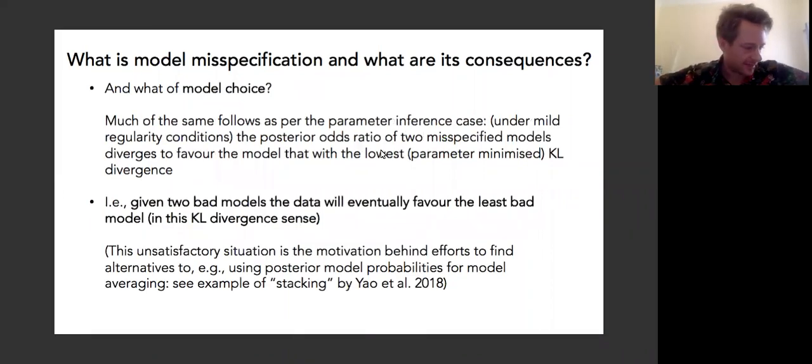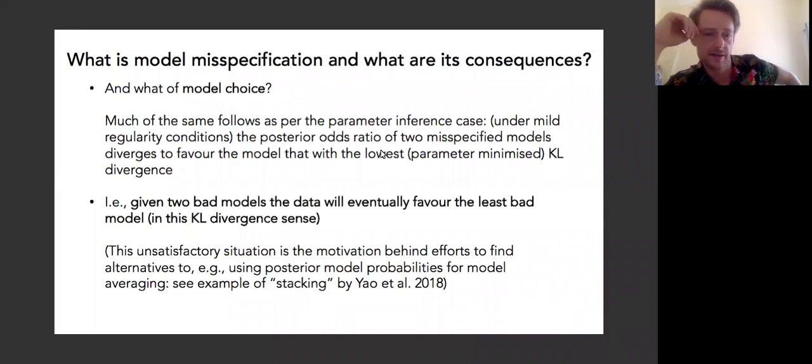Then finally, the last point on this somewhat theoretical discussion is what happens with model choice under misspecification. Broadly speaking, it's exactly the same as for parameter inference, which is that the posterior odds ratio of the two misspecified models will diverge to favor the model with the lowest KL divergence against the true data generating distribution. So it will choose a model, and this model will be defined by this property. The main take-home message I would put on this slide is the one in bold, which is to simply say that given two bad models, the data will eventually strongly favor the least bad model in this KL divergence sense.